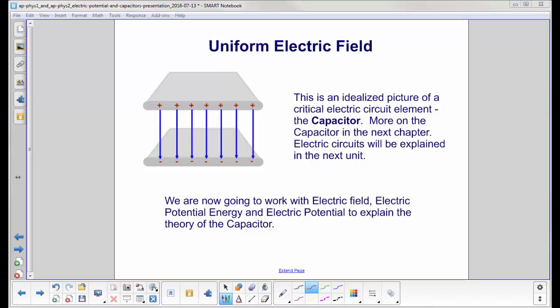We'll talk more about the capacitor in the next chapter, and then electric circuits will be explained in the next unit, so we're kind of preparing you for all that. We're going to work with electric field, electric potential energy, and electric potential to explain this configuration, which will also explain the theory of the capacitor.